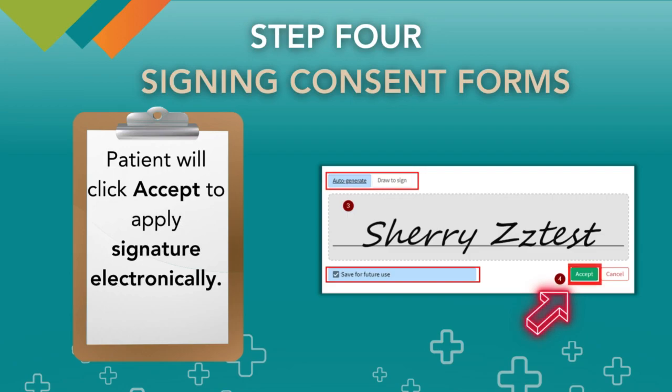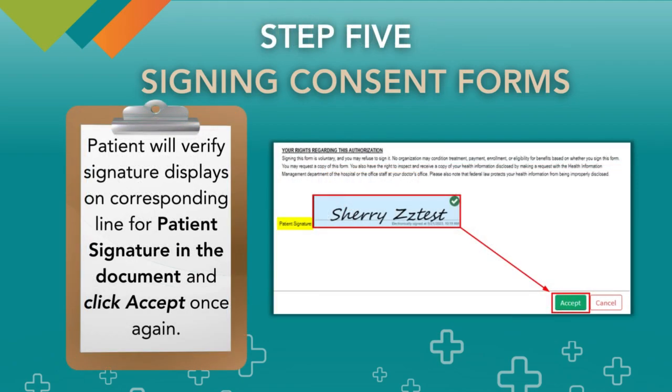Step 4. The patient will click accept to apply the signature electronically, whether that be auto-generate or the draw to sign. Continuing the signing of the consent forms, let's move over to step 5, where the patient will verify signature displays on the corresponding line for patient signature in the document and then click accept once again.